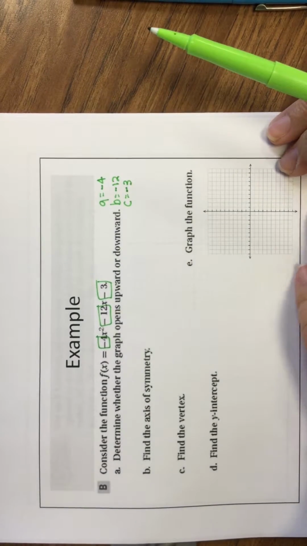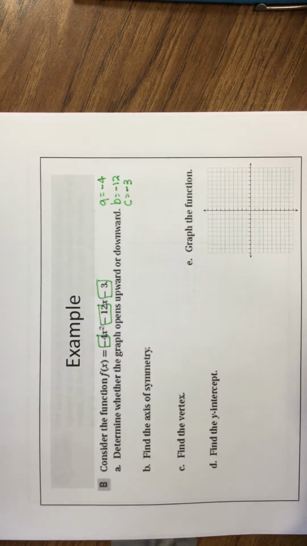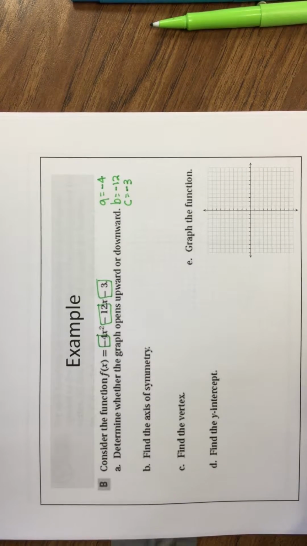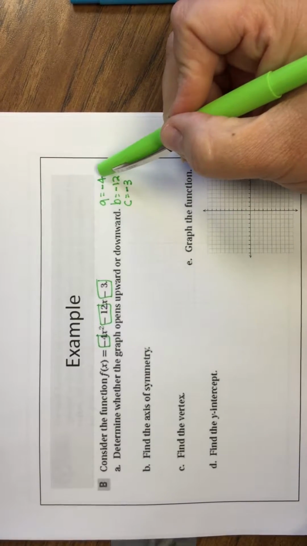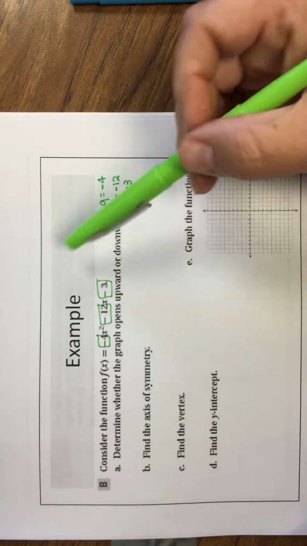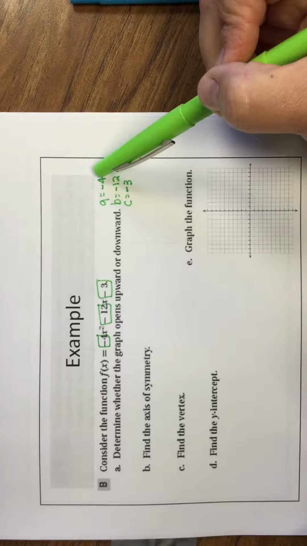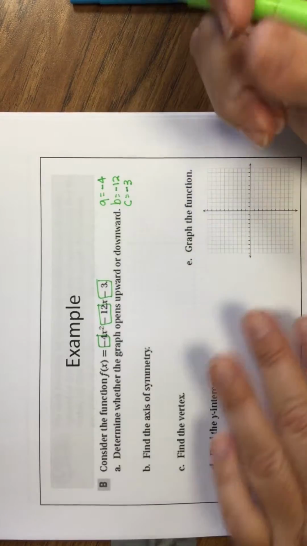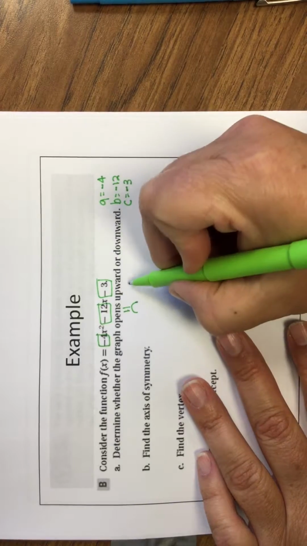Now, I need to decide, is this going to be a happy or a sad parabola? Well, I'm going to look for the number that is hooked to x squared, which is always going to be my A. If it's positive, it's happy. If it's negative, it's sad. In this case, it's negative, okay? So I find my x squared, or I can look here at my list. My A is negative, therefore it's sad, and a sad face opens downward.